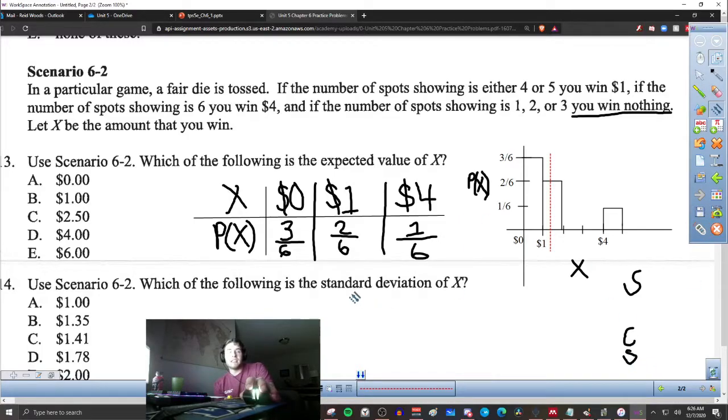spread. Well, that is standard deviation, which we'll talk about in a second. But we want to find this expected value. That's what we want to do. So in your notes, I want you to write the word expected value.